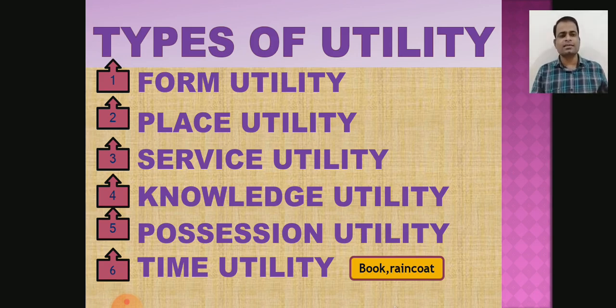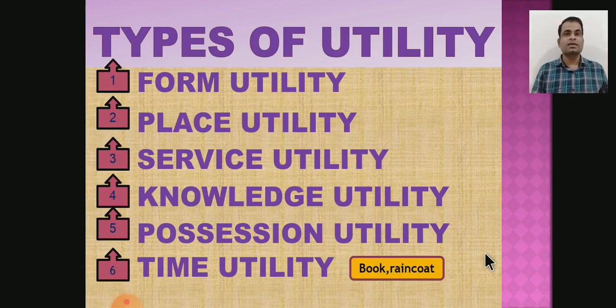As well as we may take the example of a raincoat also. A raincoat has less utility during the summer season, but it has more utility during the rainy season. So here the utility of the raincoat will be more during the rainy season. And what is the reason behind the increase in the utility? The time of utilization. Therefore it is called time utility. Which type of utility? Time utility.